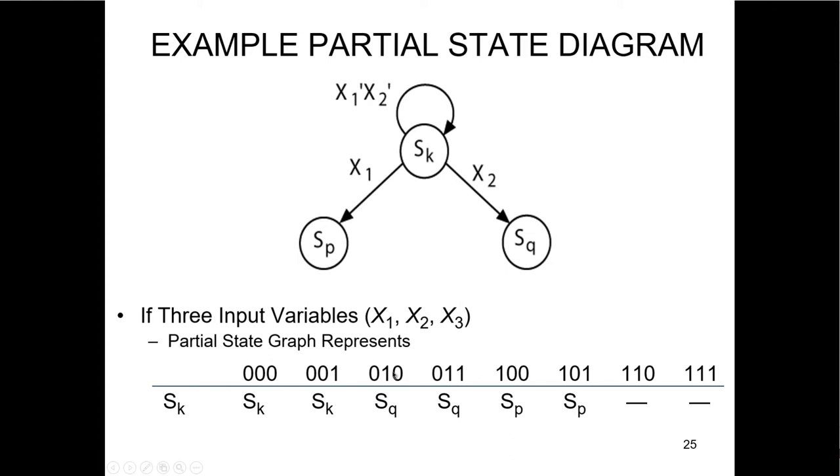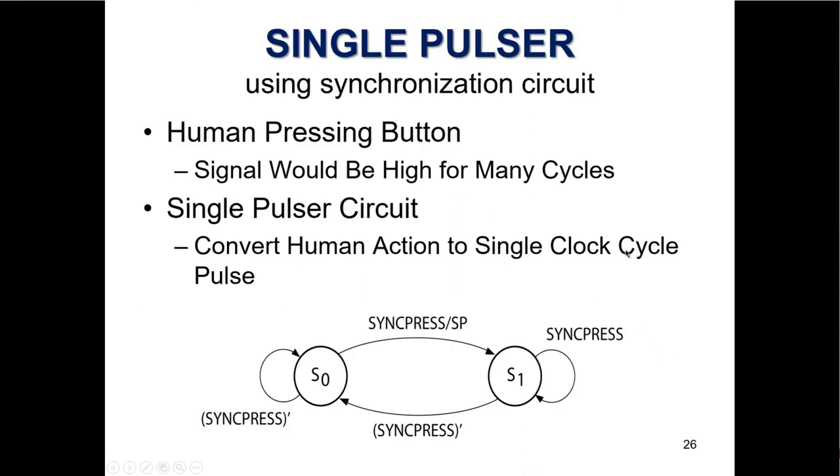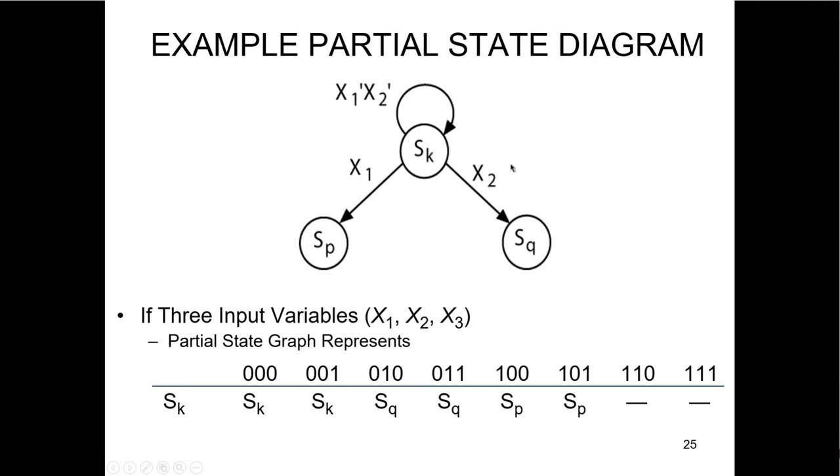So either way, if X1 is a 1, you're going to SP, regardless of what X3 is. But if both X1 and X2 are 1s, then we don't have a specification. So these are disallowed states. Okay.